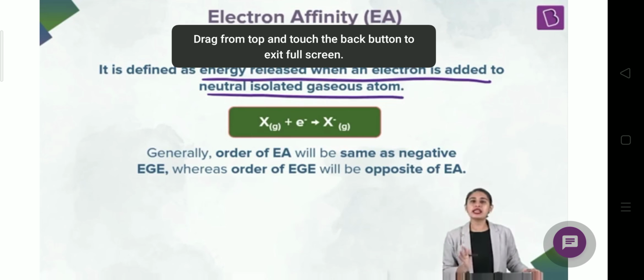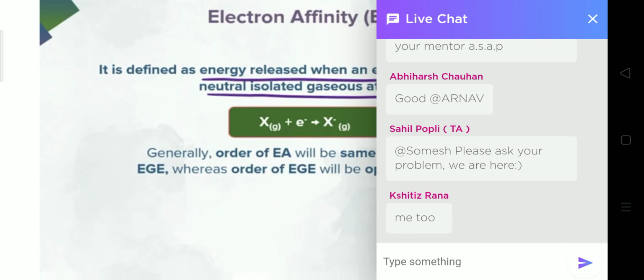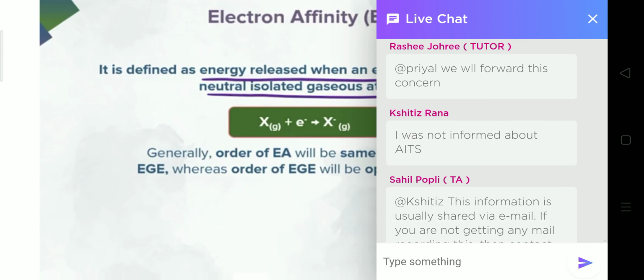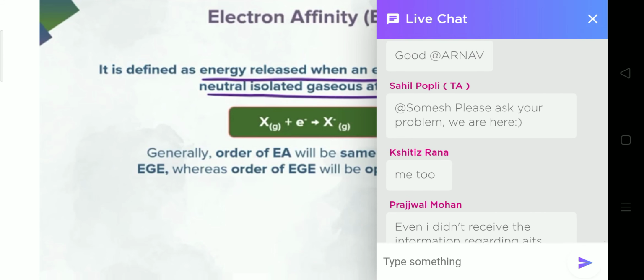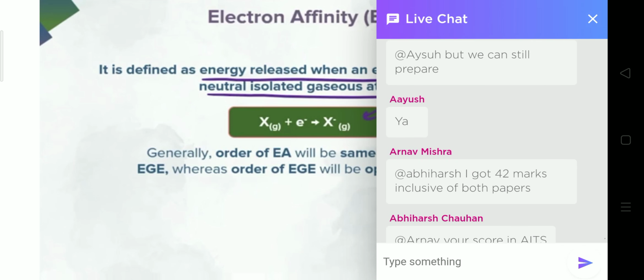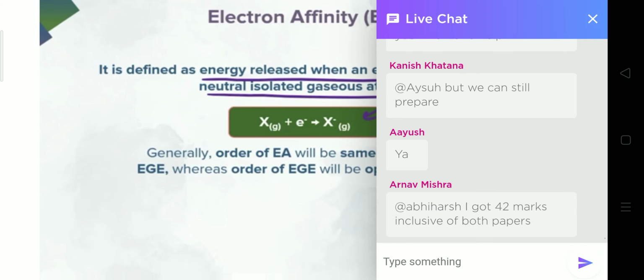So what about the ones which had positive electron gain enthalpy? For them, we take electron affinity as 0 simply. It is defined as the energy released when an electron is added to a neutral isolated gaseous atom. So electron affinity automatically decides the delta H value by saying that energy is released. That means negative electron gain enthalpy, that means delta H is negative.